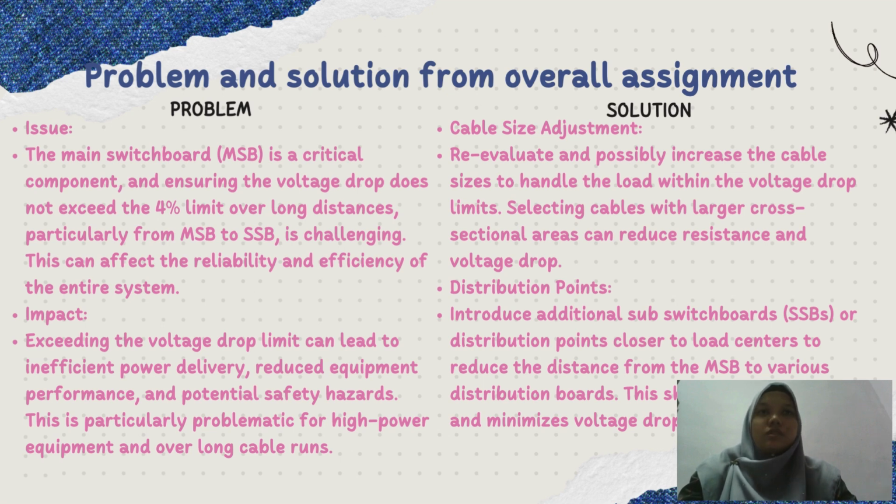And for the solution, cable size adjustment. Re-evaluate and possibly increase the cable size to handle the load within the voltage drop limit. Selecting cable with a larger cross-sectional area can reduce resistance and voltage drop. Distribution point: introduce an additional sub-switchboard SSB or distribution point closer to the load center to reduce the distance from MSB to the distribution board.